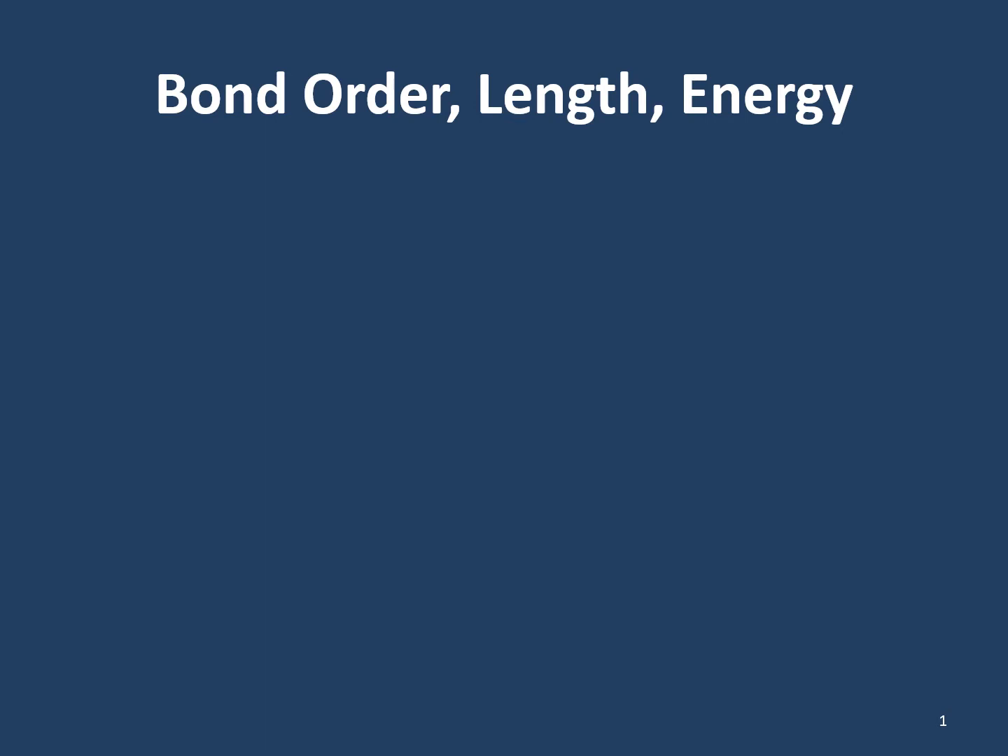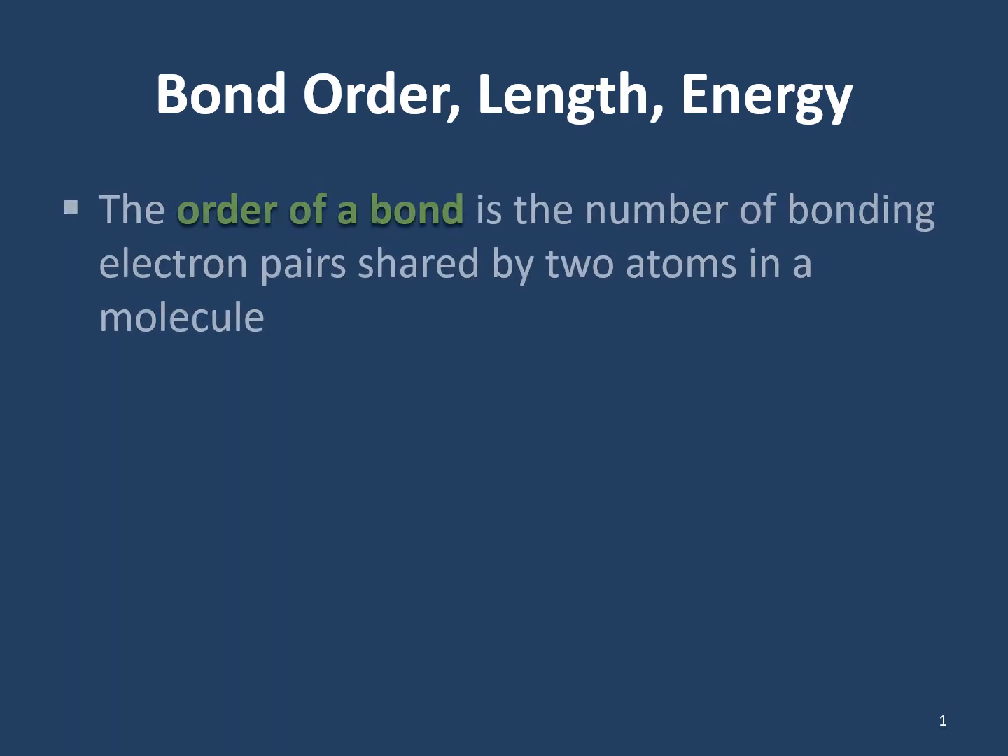So what is bond order? Bond order is defined as the number of bonding pairs shared by two atoms in a molecule. Now, this really is just a fancy way of numerically classifying what numbers of bonds you have, right? So if you have a single bond, your bond order would be 1 because you're sharing one pair of electrons. If you have a double bond, your bond order would be 2 because you're sharing 2 pairs of electrons. And if you have a triple bond, your bond order would be 3 because, again, you're sharing 3 pairs of electrons.